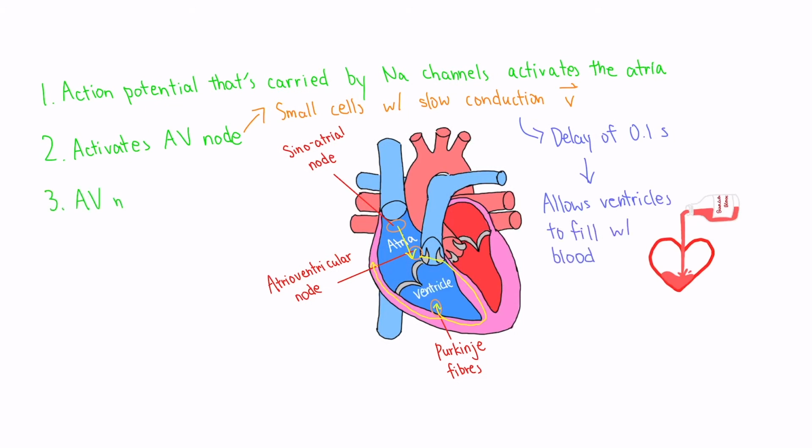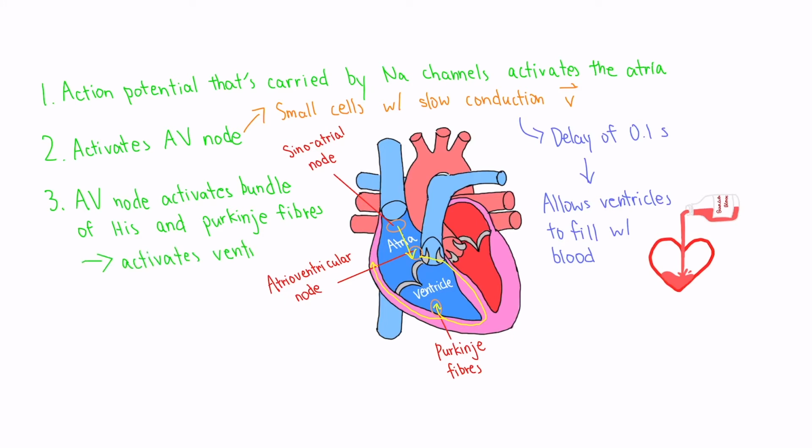After that, the atrioventricular node activates the bundle of His and the Purkinje fibers, two very similar but different things which we'll go into in our next video, which then activate the ventricles.